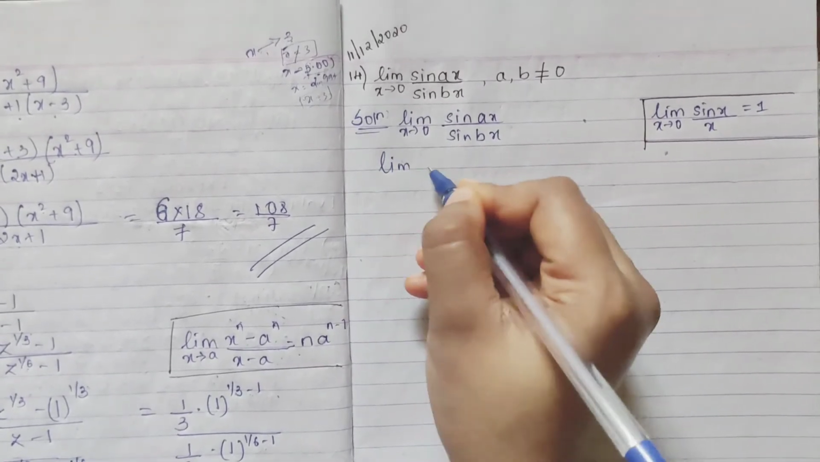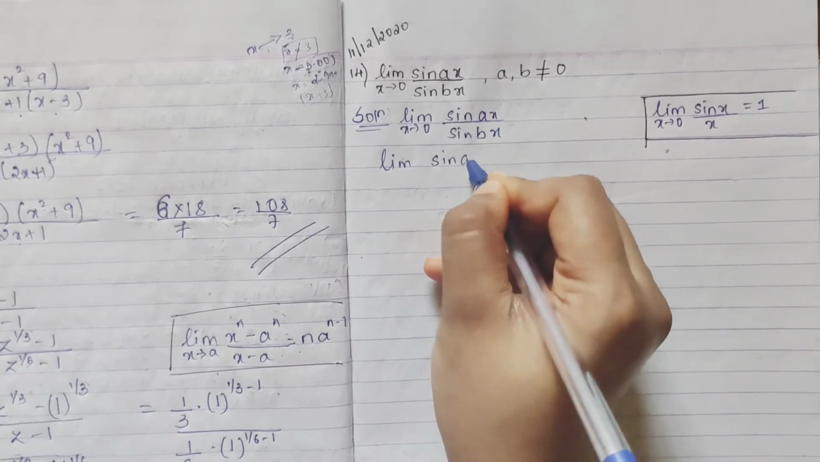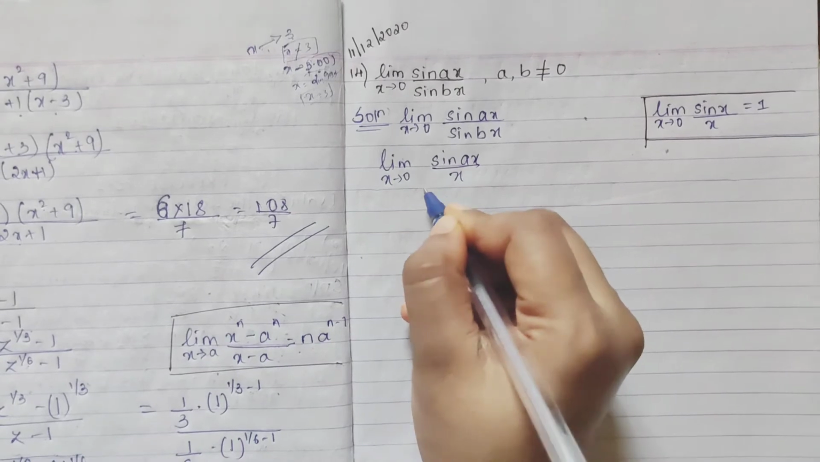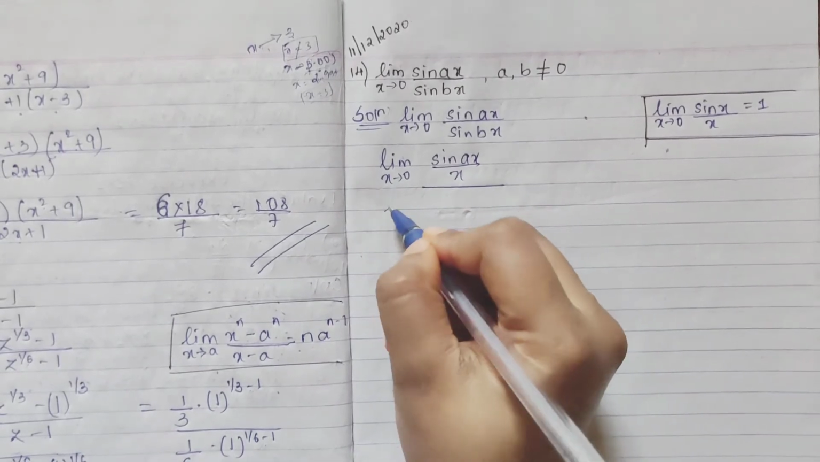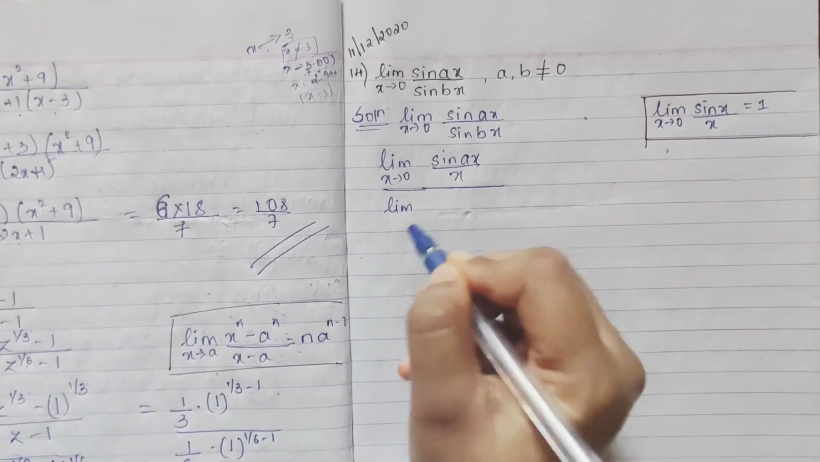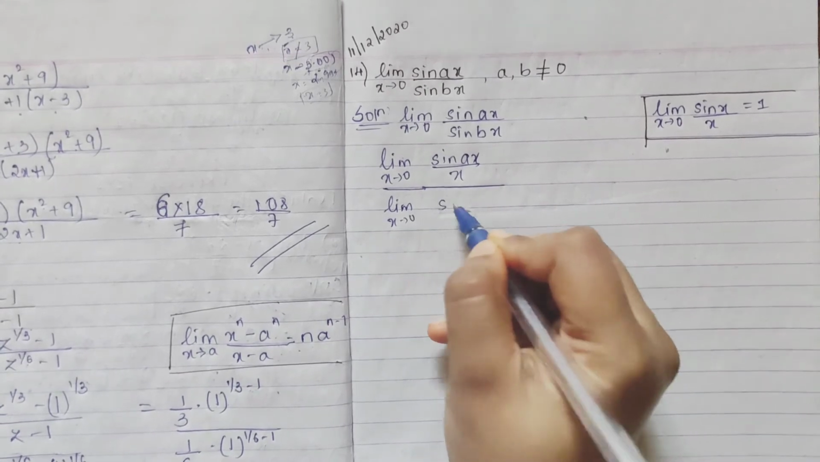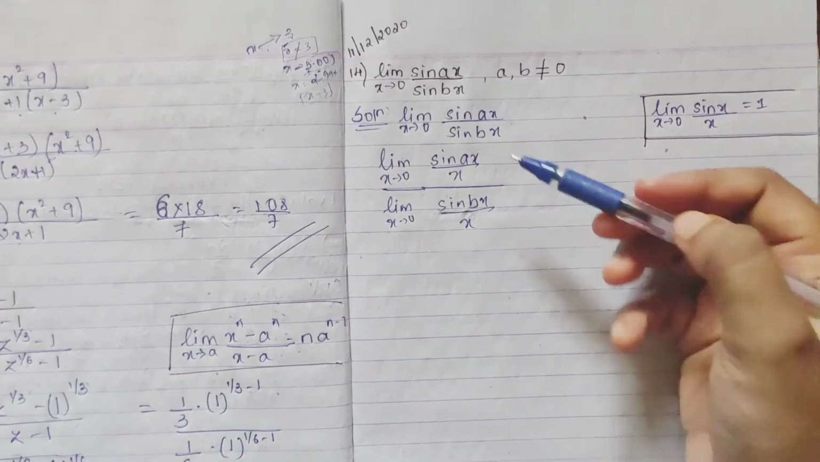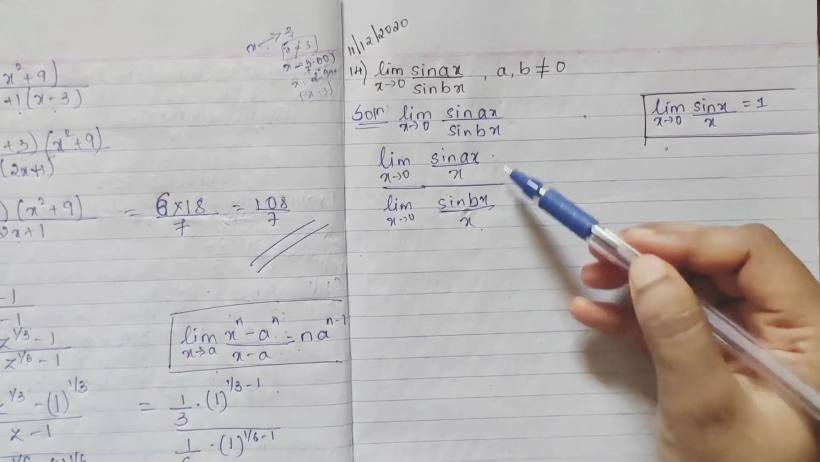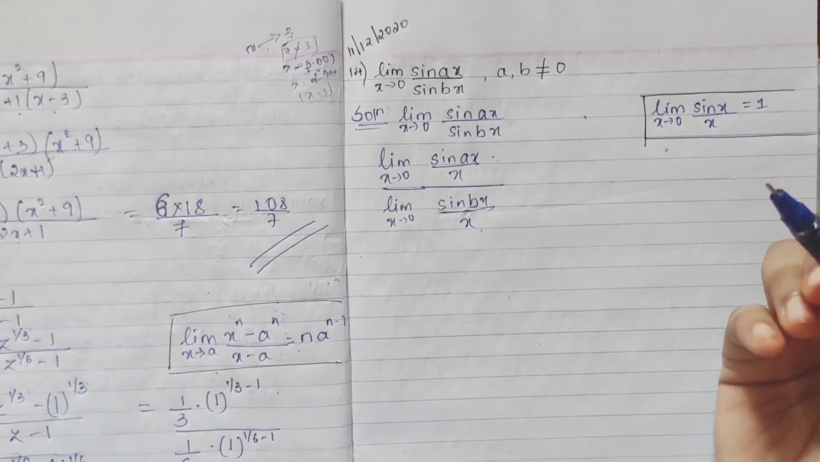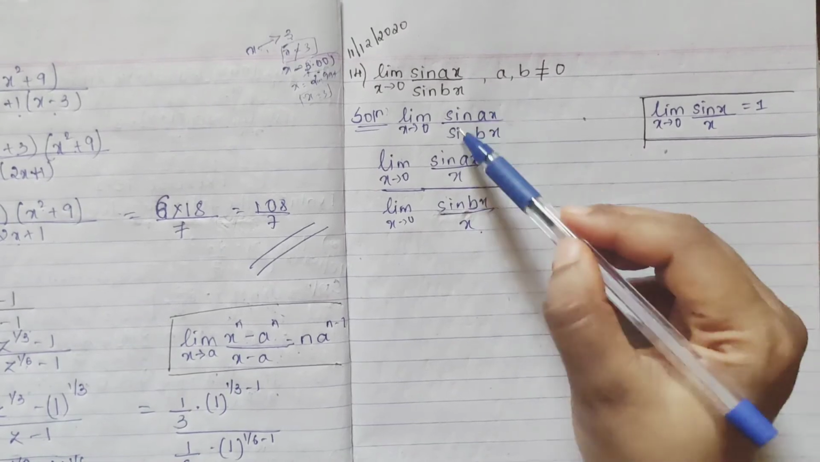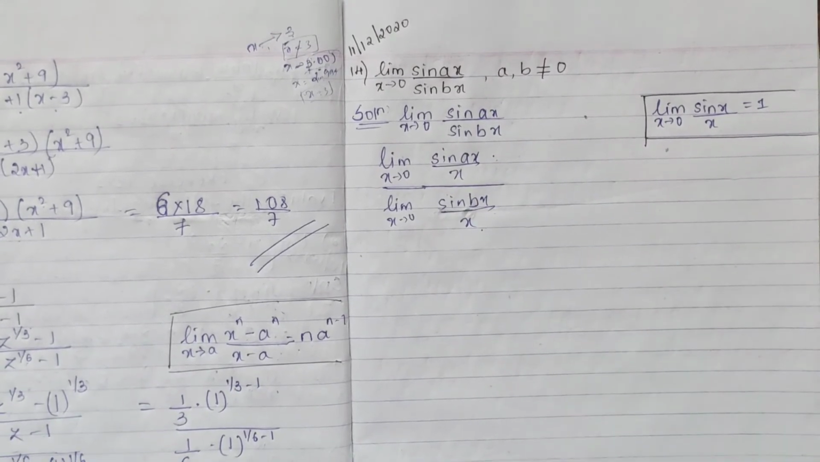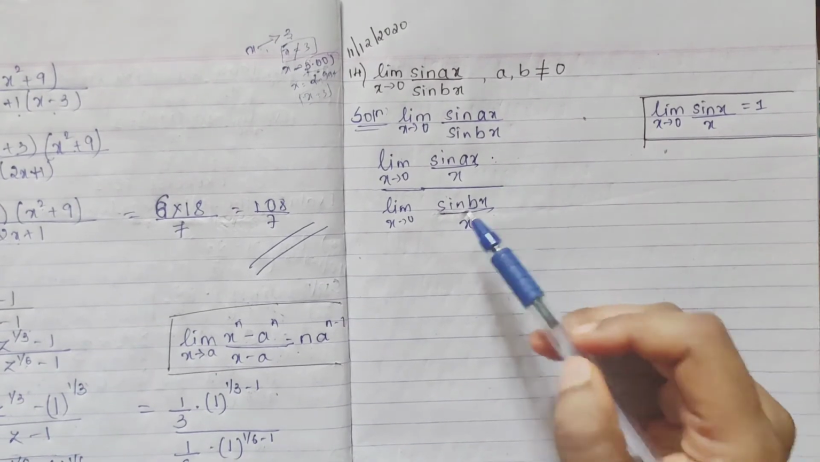So what we can do: sin ax divided by x, applying the limit for each separately, and sin bx divided by x. If I divide by x on both sides, it doesn't make any change to our actual term, right? Because if x goes here, x gets cancelled, you'll get the same.